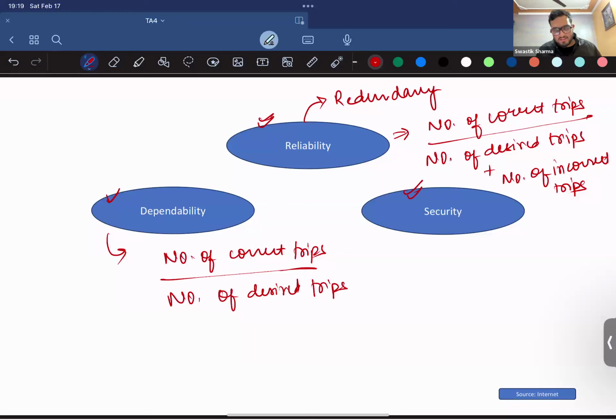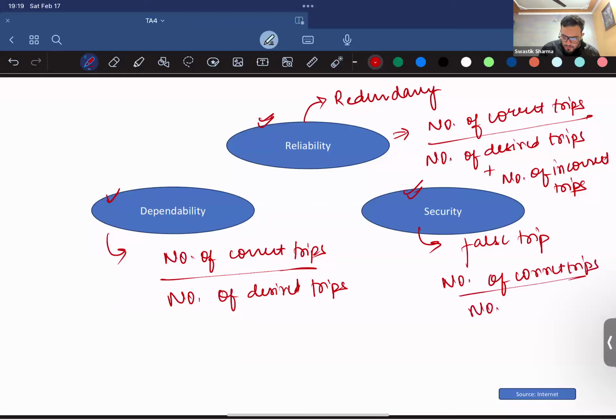And the third thing you want is security. It should not false trip in any location where it is not supposed to, right? So how do you measure it? It's the number of correct trips upon the number of total trips. We will discuss more about it in the coming week, where we will go through various protection schemes and how protection is done for the whole smart grid environment.